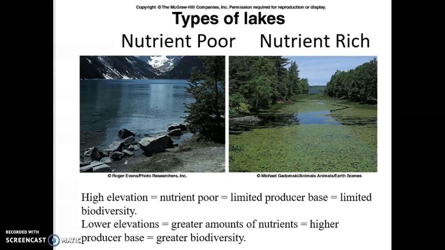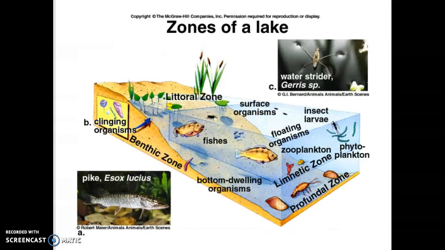Within a lake itself, we can see different biomes, or we call them zones when we're referring to the lake. Each zone will have a different temperature to it because of the amount of sunlight, different water quality. Deeper water, colder water holds more oxygen. Shallow water close to the surface, warmer, less oxygen, but more sunlight. So this is what creates the different zones within the lake.